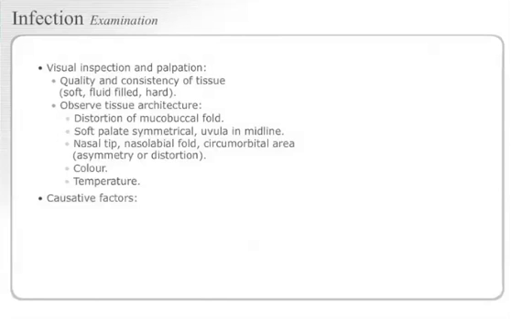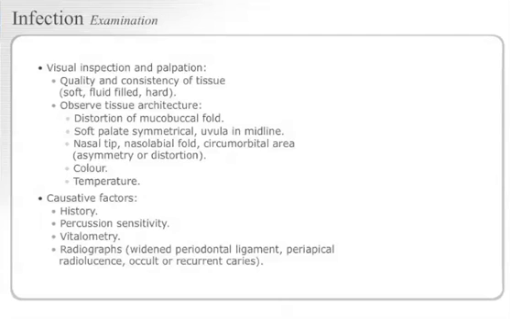Causative factors must be identified. In most cases, the particular tooth most likely causing infection will be identifiable. Tooth symptoms as determined by history, percussion sensitivity, or vitalometry may help accomplish this. Radiographs are important diagnostic tools. Widening of the periodontal ligament, periapical radiolucency, and recurrent caries can all implicate a tooth as a potential source of infection. Vital signs should be taken with special attention paid to temperature and heart rate.